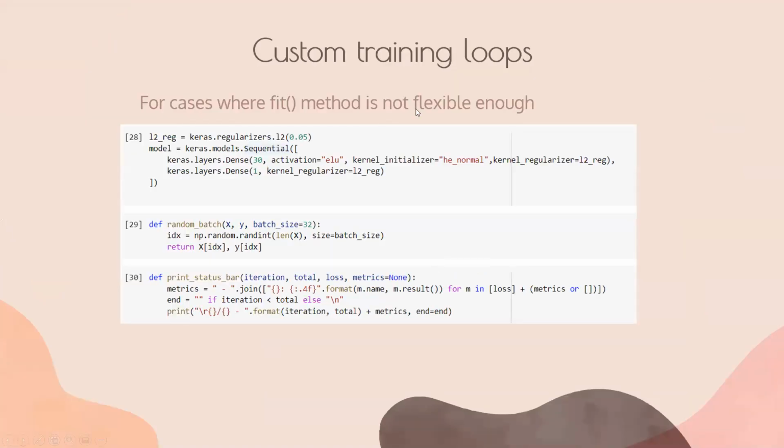So custom training loops for cases where fit is not flexible enough. So fit will only use one optimizer, right? So the textbook brings up one example where they bring up some paper and they mention that the paper has 2 different optimizers. So fit can only handle one. So we have to write a custom training loop to be able to handle 2 optimizers.